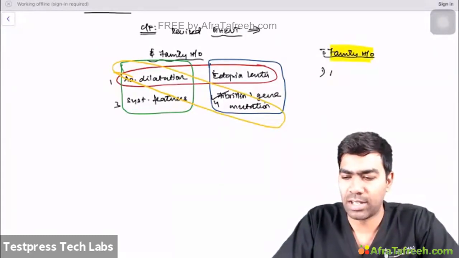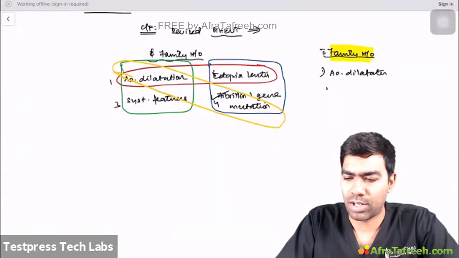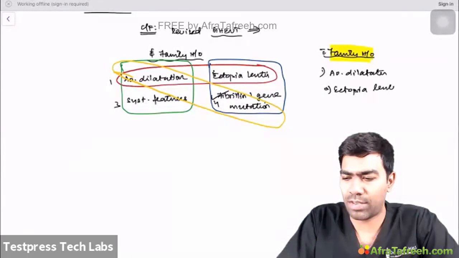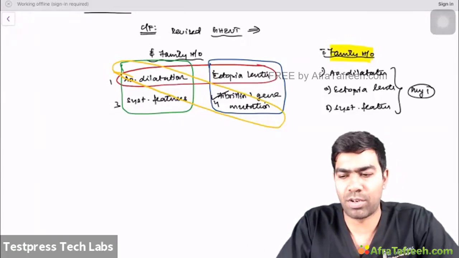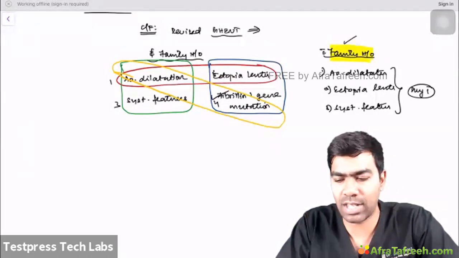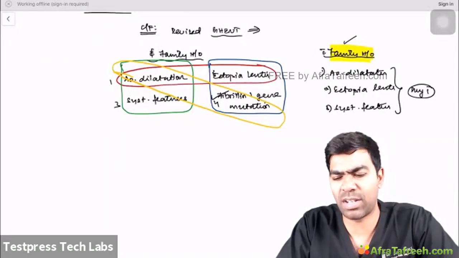In that setting, I need any one: for example, aortic root dilatation, or ectopia lentis, or a systemic feature. So if any one is there among the three, that's enough to diagnose Marfan syndrome in the presence of a family history. Only if there is no family history, then most of the time you might need to have a fibrillin 1 gene mutation. Otherwise, it's very easy to diagnose Marfan syndrome, not a big deal.